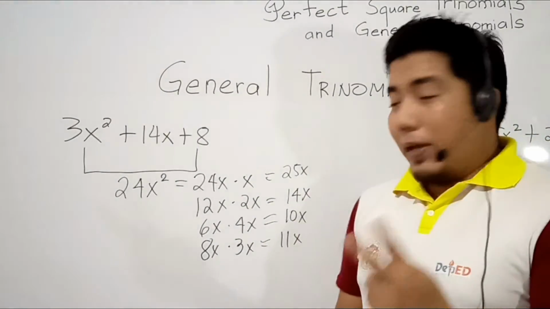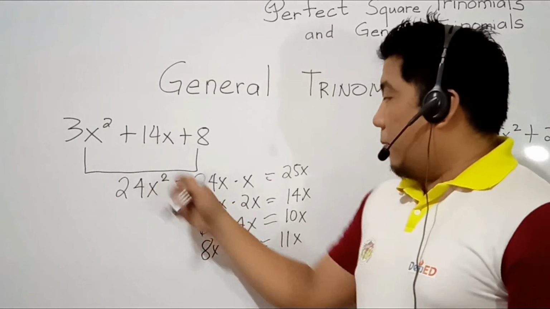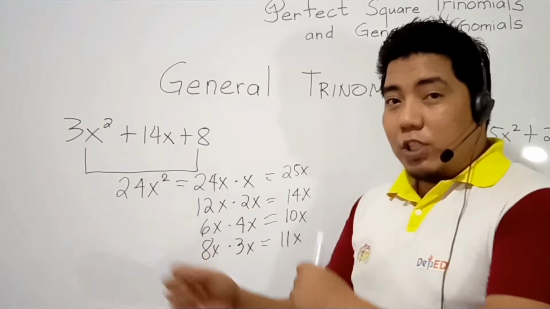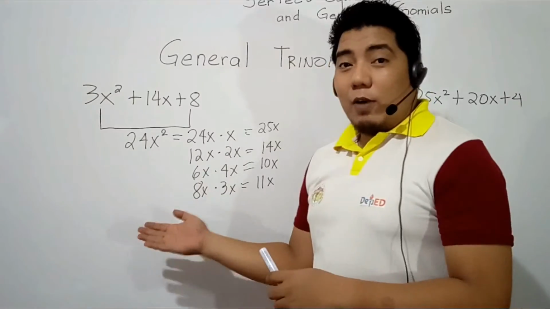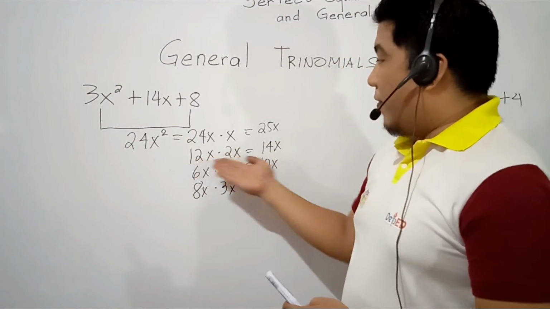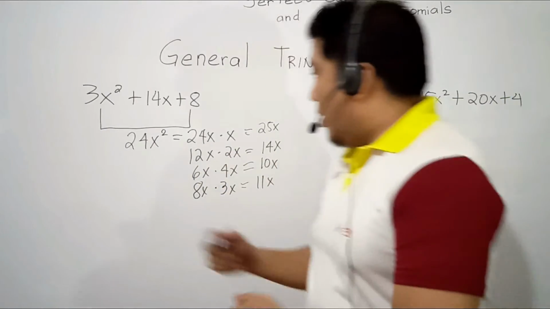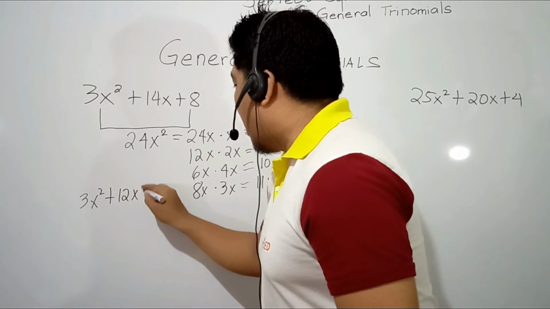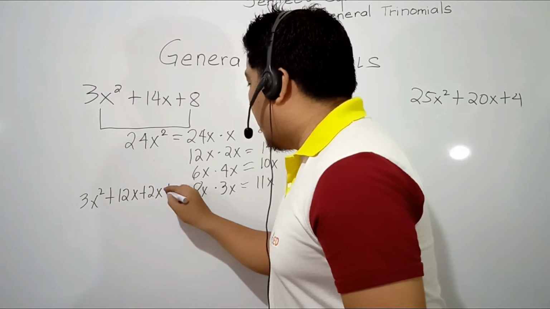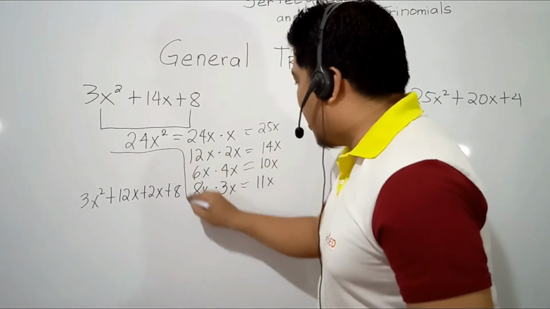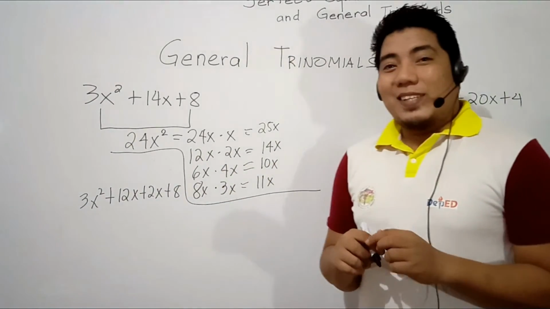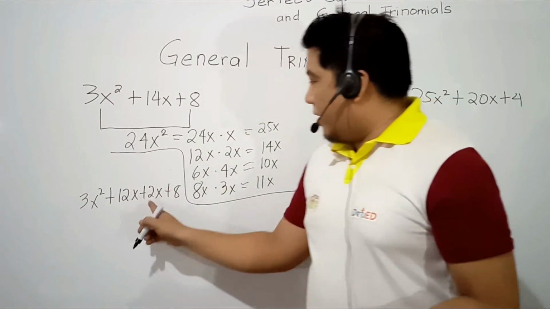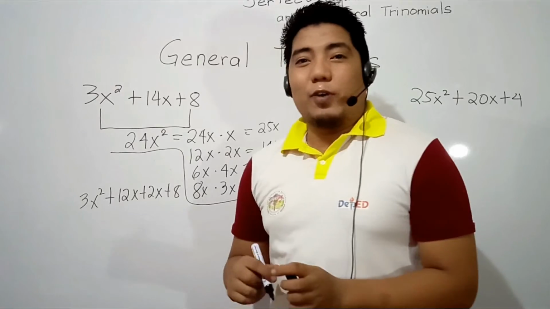Now, the second step is we will change our middle term by 12x and 2x. The question is, can they be interchanged? Yes. Okay, so now let us change our middle term by the given factors that we have located. So we have 3x squared plus 12x plus 2x plus 8. You got that? These 12x and 2x replace our original 14x.